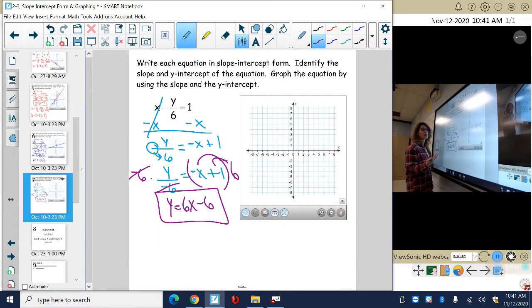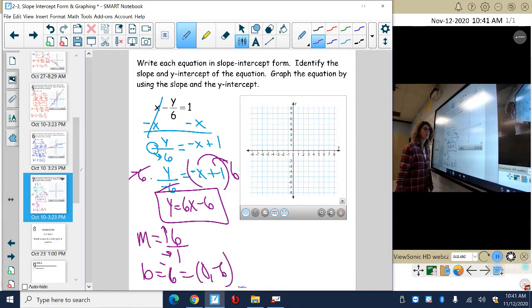What do I need out of this? My slope is 6. Make it a fraction. Put that 6 over 1. I'm rising up 6 and going to the right 1. My b value is negative 6, which means that's (0, -6).